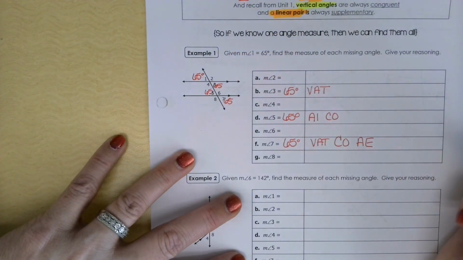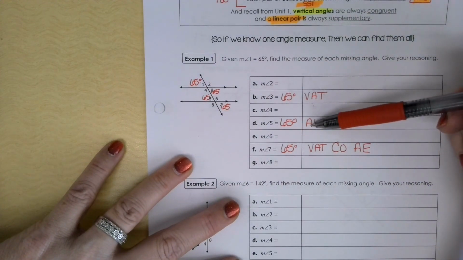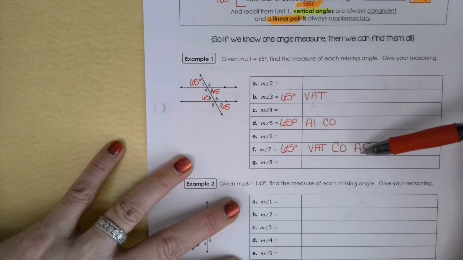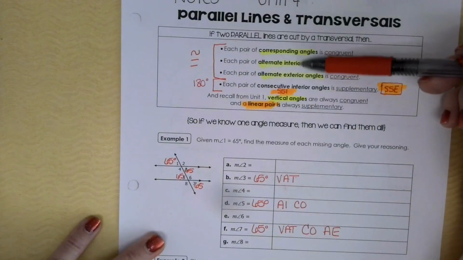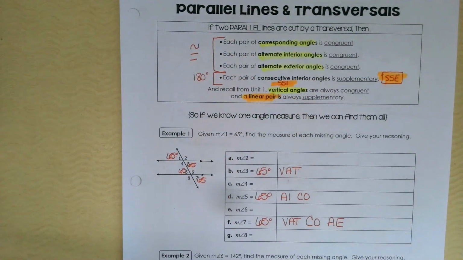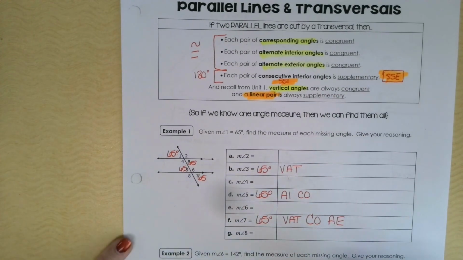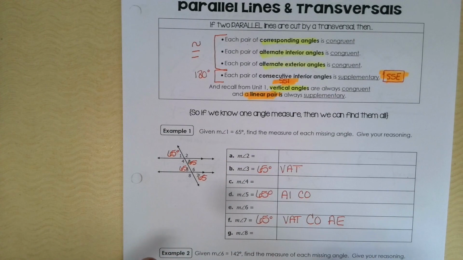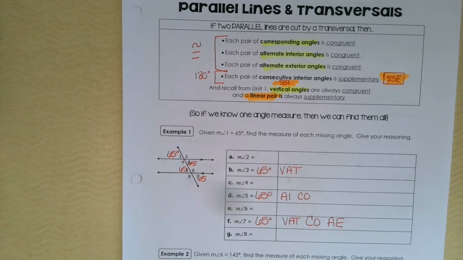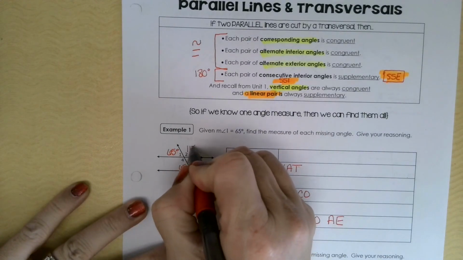Okay, see what's happening? All right, now look back up here. Look at the reasons: vertical angle theorem, alternate interior, corresponding, alternate exterior. Those are all of the things we have highlighted in yellow. I knew those answers because they were all congruent. Basically, I just went around the picture and found relationships to make them all congruent. Okay, so then if you take 65 and you subtract that from 180, you get 115. So that means angle 2 is 115.